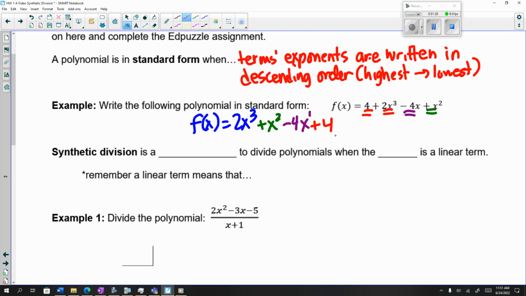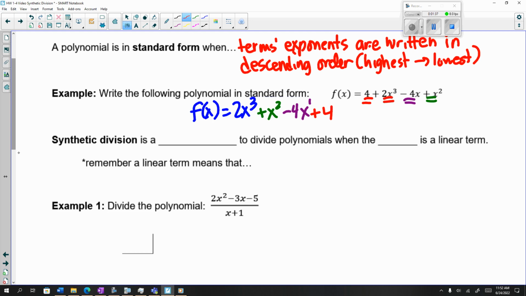Now, we need to know that because when we do synthetic division, which we're about to do, we're going to need to have our dividend, which is what we're dividing into, in standard form. Otherwise, it's not going to work. Synthetic division is a shortcut to tabular division. It's a shortcut to dividing, but the only time it works is when the divisor, which is what you're dividing by, is a linear. So it's not going to work if it's not a linear. If we were dividing by a quadratic or something of a higher power, it won't work.